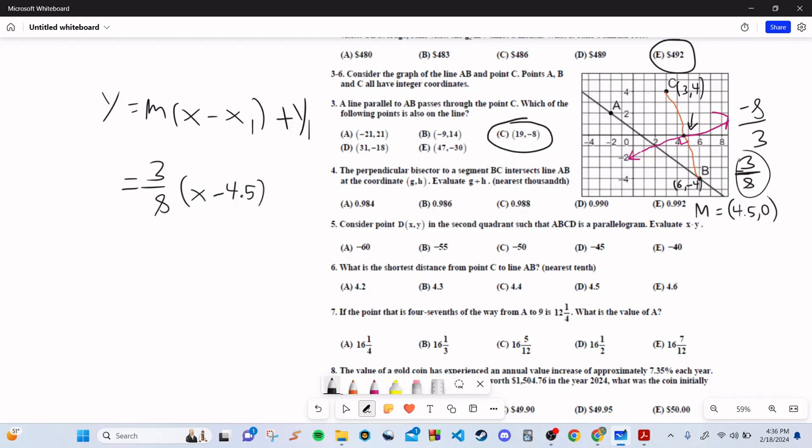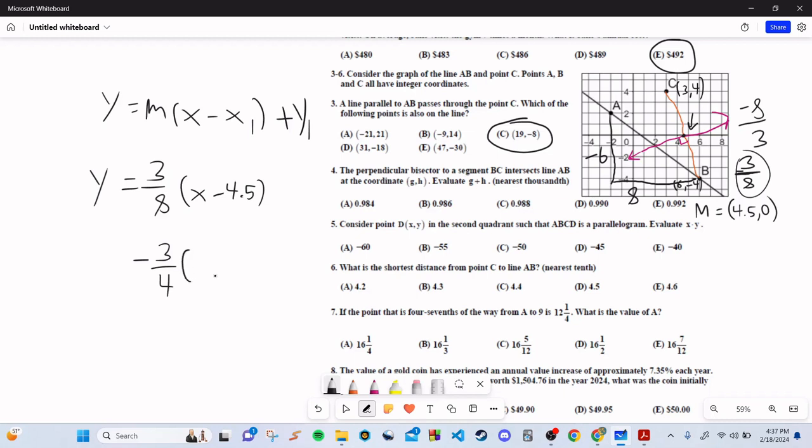And plus 0, so I won't write anything there. So this is our equation, and it's going to intersect with line AB. So let's write the equation of line AB. If we look at this, it goes down 6, I believe, and goes across 8. So its slope is going to be negative 6 over 8, or negative 3/4.